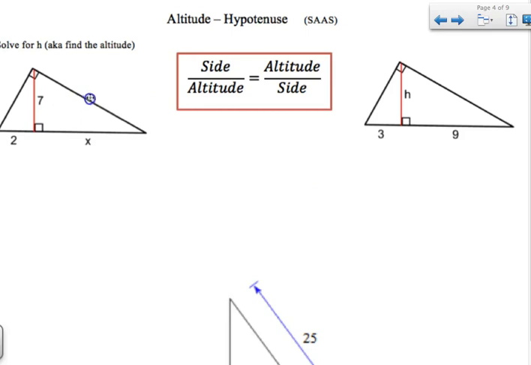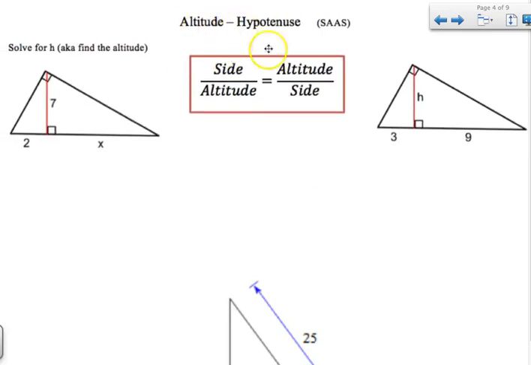So one relationship is called altitude hypotenuse. Now, how I remember it, it's side, altitude, altitude, side. Okay, and the sides are going to be dealing with this side of the triangle and this side of the triangle. So there are two different sides of the triangle. So if you are looking for the altitude, or they give you the altitude, which is this red line right here, they drop down, you're going to be using this proportion.